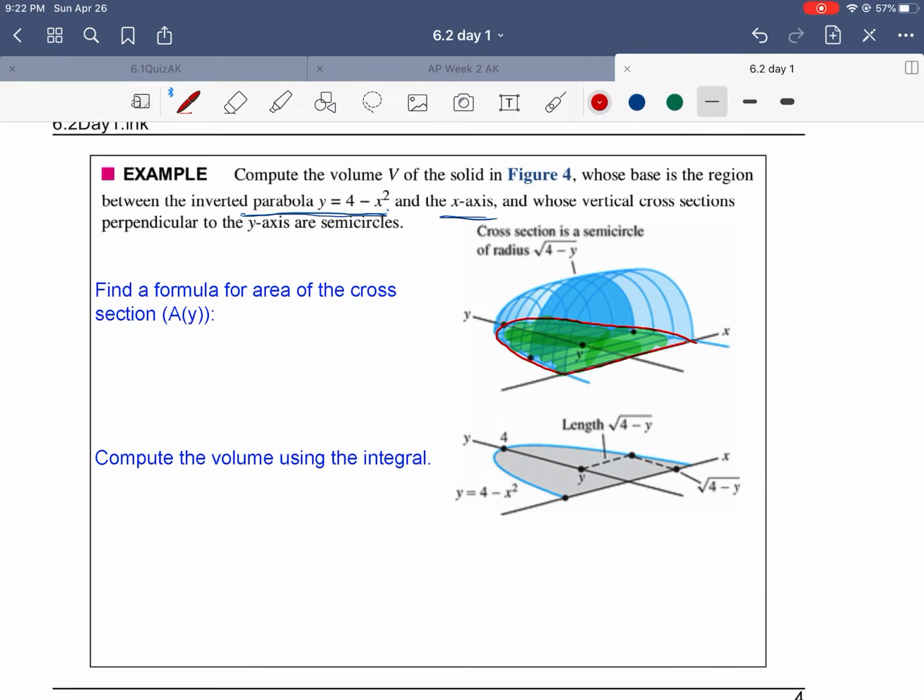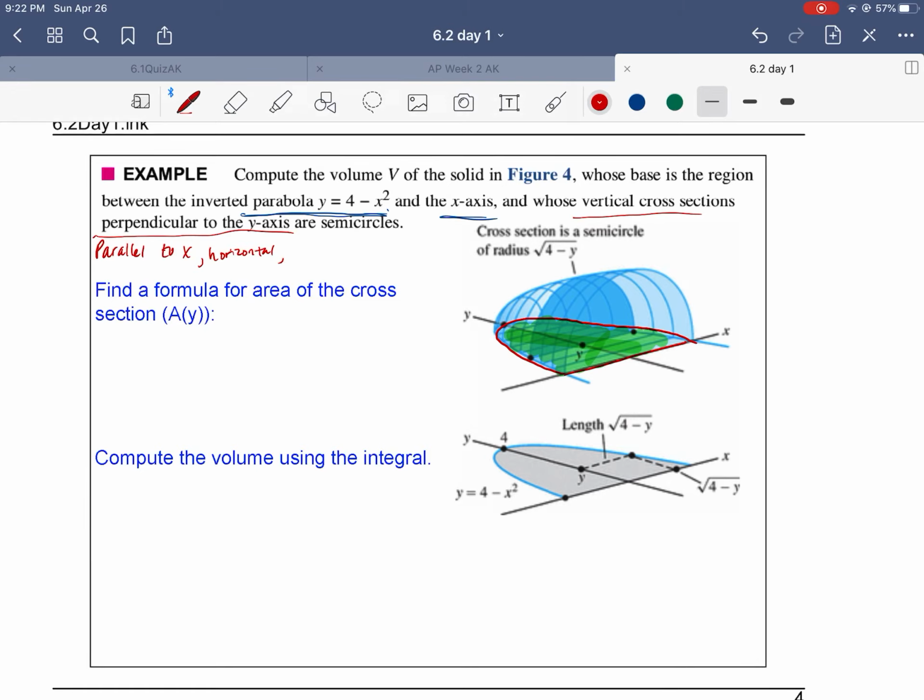So now it says we have vertical cross section, so something's coming up off the page is the way I think about it, or out of the graphing calculator. These cross sections are perpendicular to y. So that can be translated a couple of ways. I can say parallel to x. I can say horizontal.